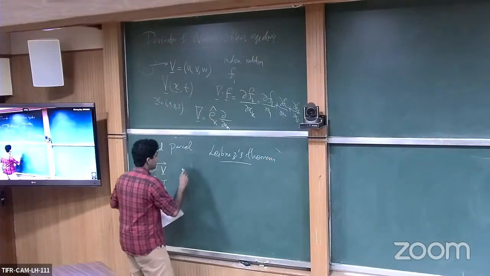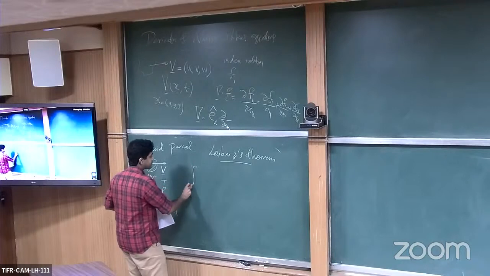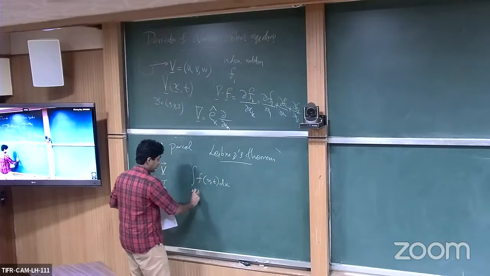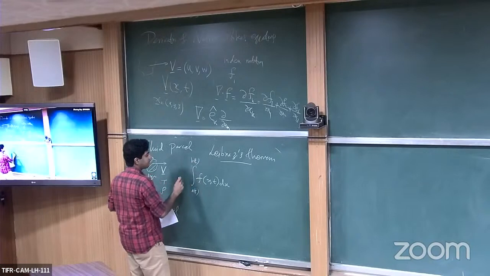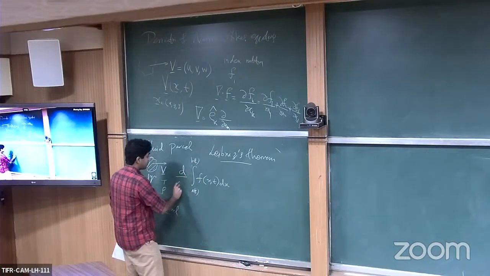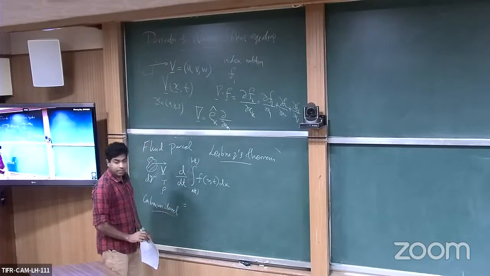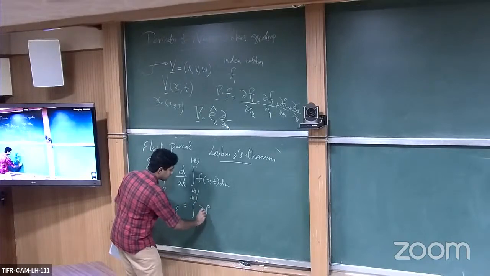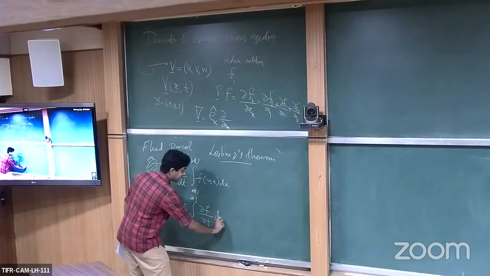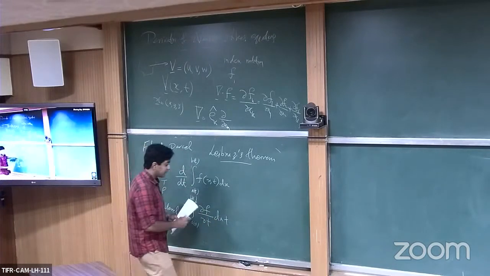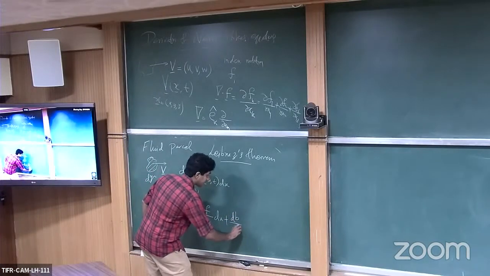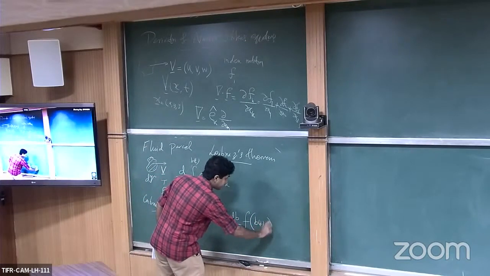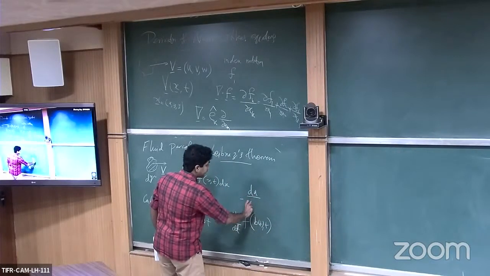recalling the Leibniz theorem. Suppose I'm integrating f of x, t dx from a to b. If I have an integration of this form and I differentiate it with respect to time, we all remember this from calculus, right? This is the integral from a to b of partial f by partial t dx, plus differentiate the upper limit, db by dt, times f at b, minus da by dt times f at a.